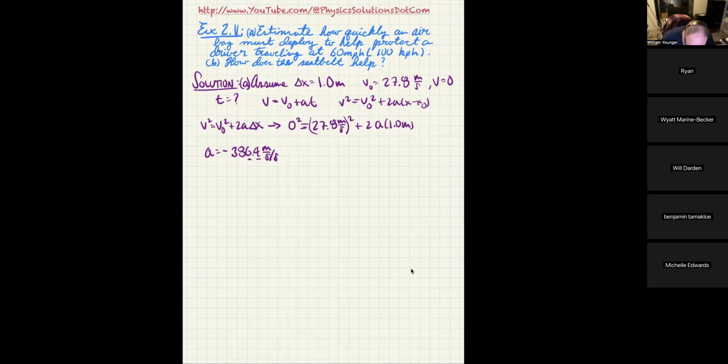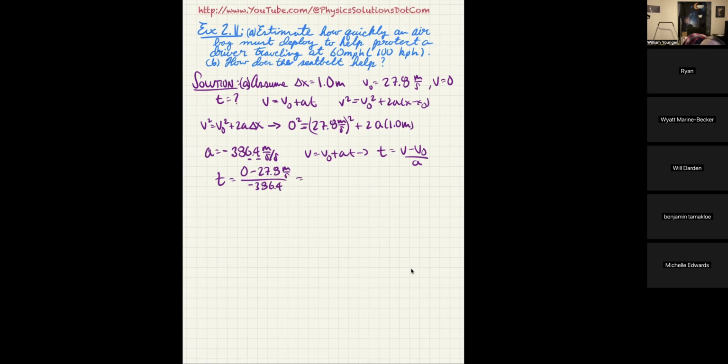Now, with that in mind, I could solve for t, and v equals v0 plus at implies t is equal to v minus v0 over a. So let's see what the t comes out to be. The t is going to be the final velocity, which is 0 minus 27.8 meters per second divided by negative 386.4. And when I do that, I'm going to say 27.8 divided by 386.4.